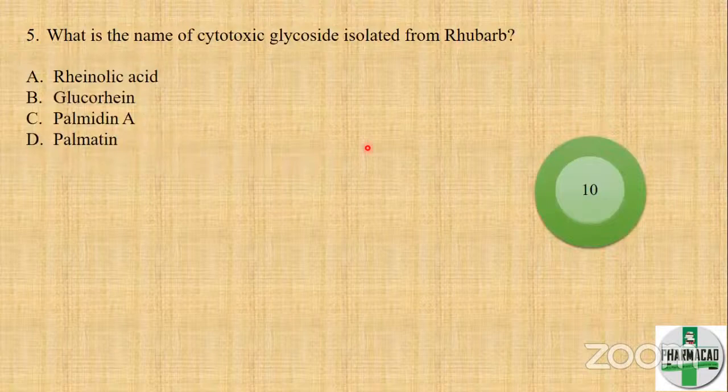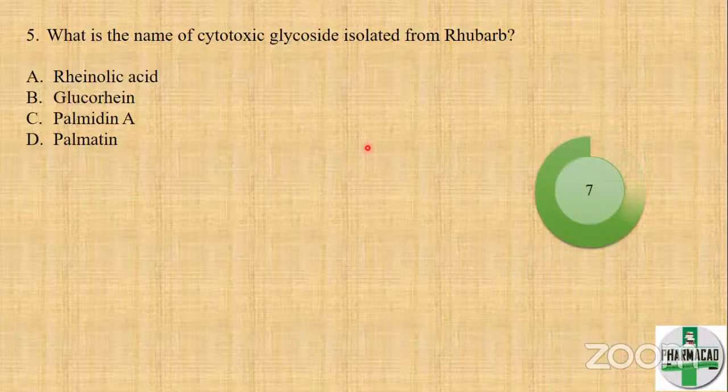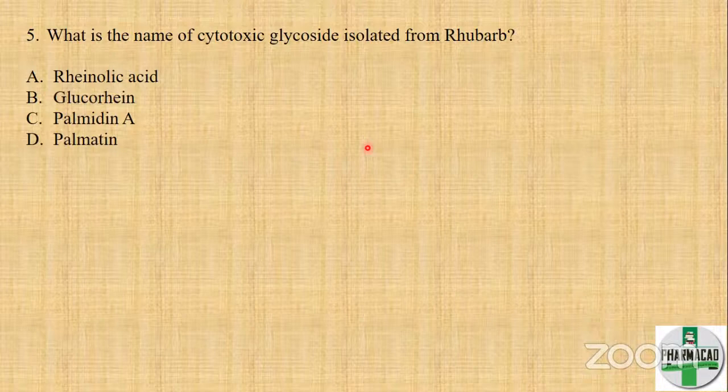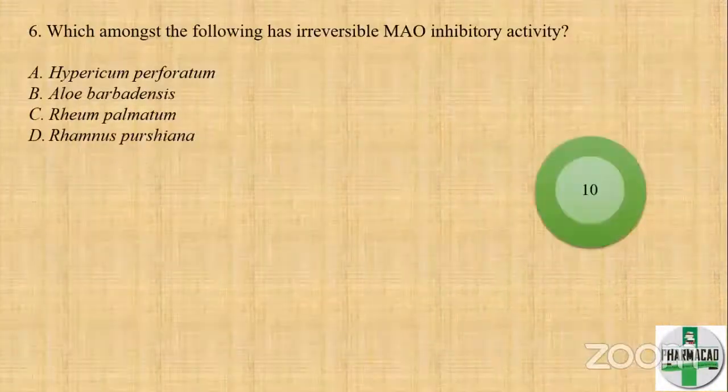Now what is the name of the cytotoxic glycoside isolated from rhubarb? रुबाब पहले याद करना है कौन से class of glycoside के under है. Okay, palmidin A है, palmitin है, rhinolic acid है, glucorin है. Okay, so let us see which amongst this has the correct answer. Palmitin. Okay, palmitin A is the glycoside that is present in rhubarb.